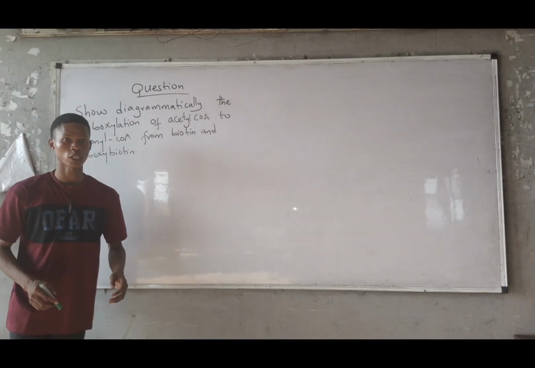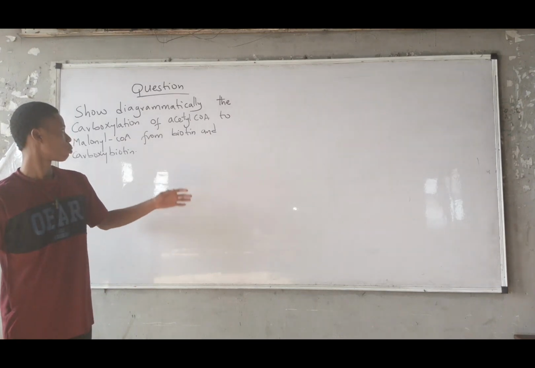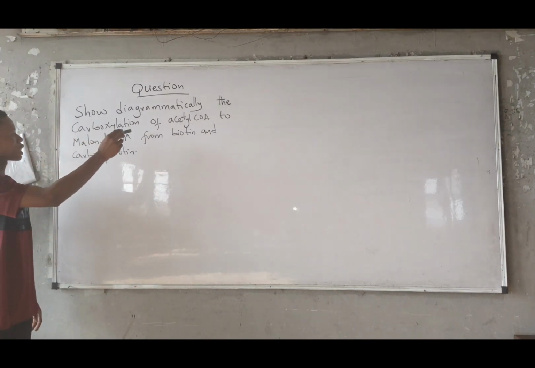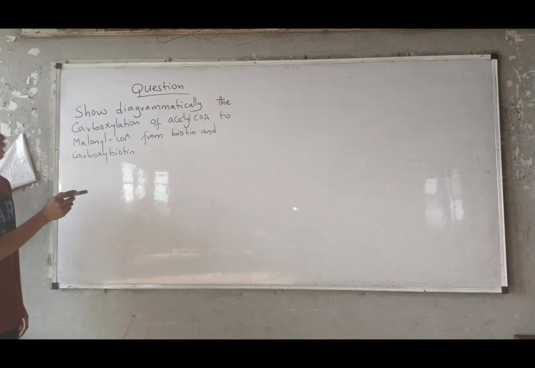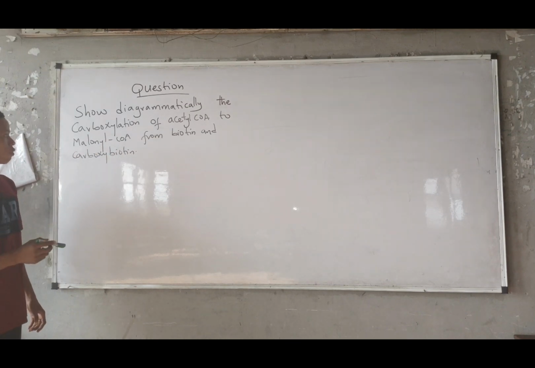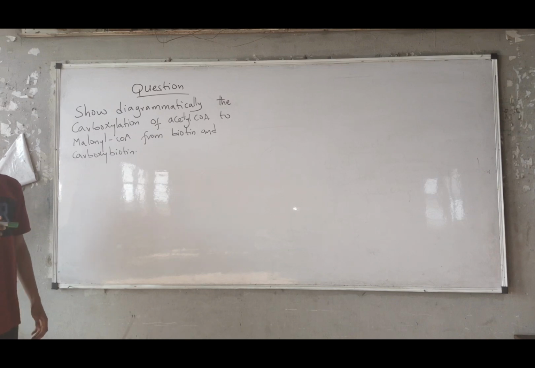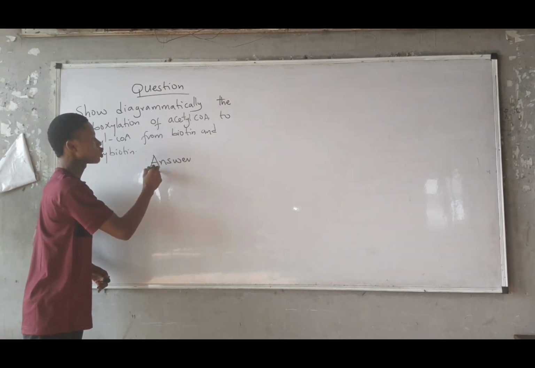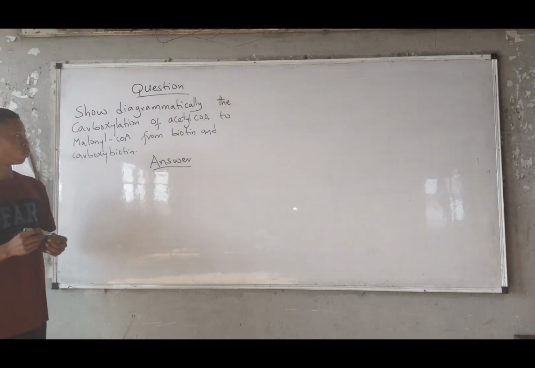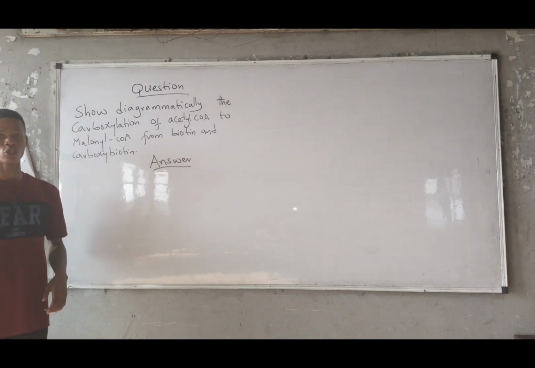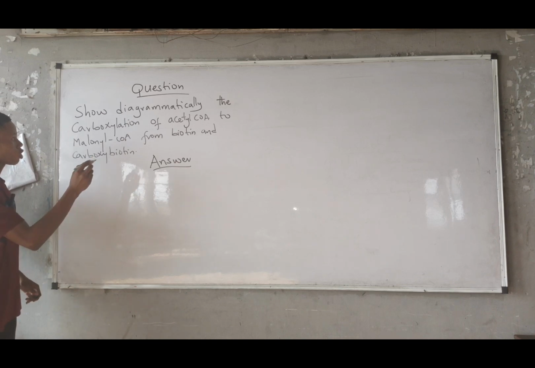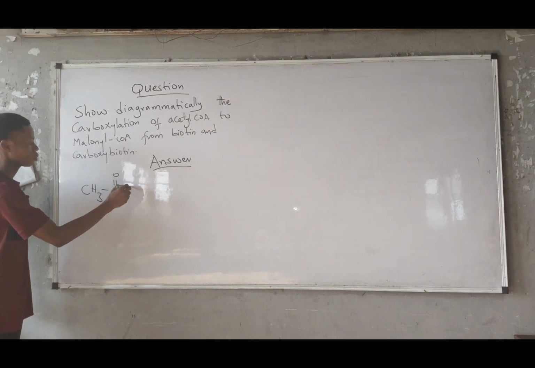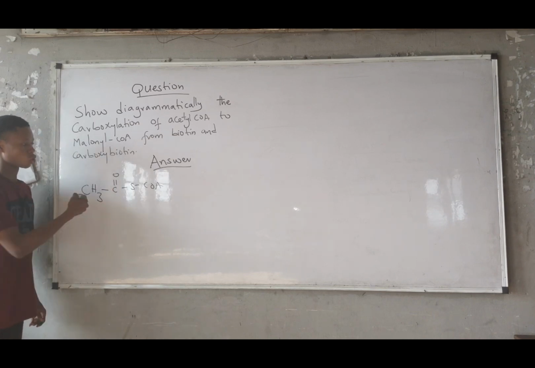Alright, so we are going to look at the second section of this past question. The question on the board says, show diagrammatically the carboxylation of acetyl-CoA to malonyl-CoA from biotin and carboxybiotin. To answer this question, you need to know the structure of acetyl-CoA, which I've done in my previous video. So go to that video and check. This is the structure of acetyl-CoA.